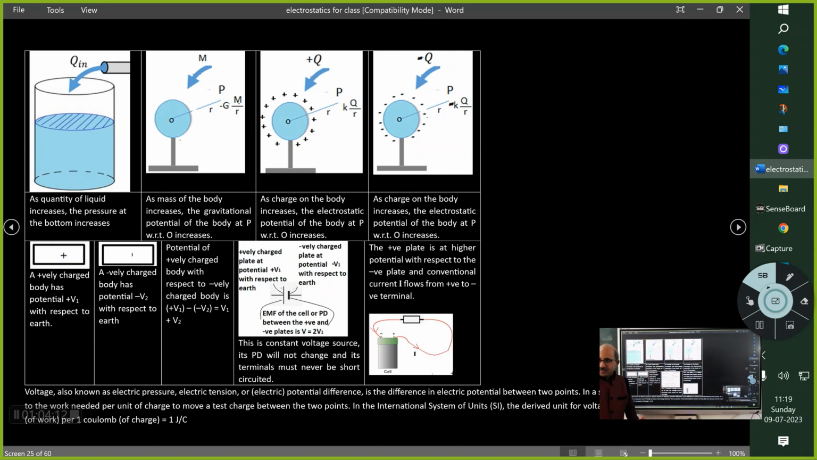So now come to a battery. Battery has got two plates. They are charged by chemical action inside. So one plate will acquire positive charge, one plate will acquire negative charge. Now, the positively charged plate is at potential V1. The negatively charged plate is at potential minus V1. Now, the potential difference between the two is 2V1. Got it? Sannidhi, did you get it?